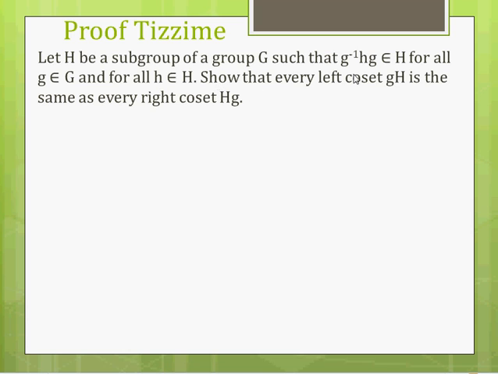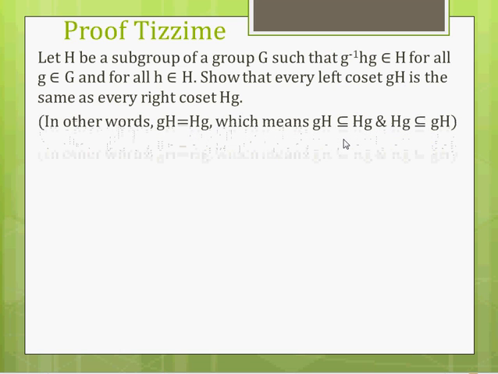And it wants us to show that every left coset is the same as every right coset. Remember, for the left coset, we take the element that's in the group and we multiply it by every element in the subgroup. So to show that they're the same, that means they're equal, doesn't it? And how do we show that something's equal in set theory? We have to show that they're subsets of one another, don't we?